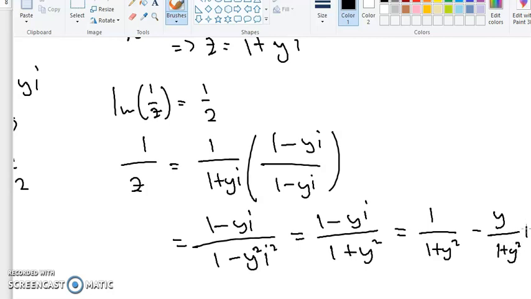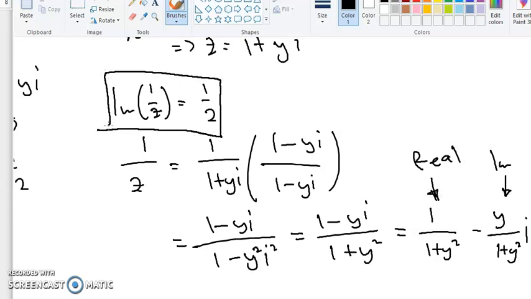So if you look at here, this is our real part, and this is our imaginary part. And it is already said that the imaginary of 1 over z is equal to 1 over 2, right? So we are going to take the imaginary part, which is y over 1 plus y squared, and it will be equal to 1 over 2. So now our job is to find y. How can you find y?